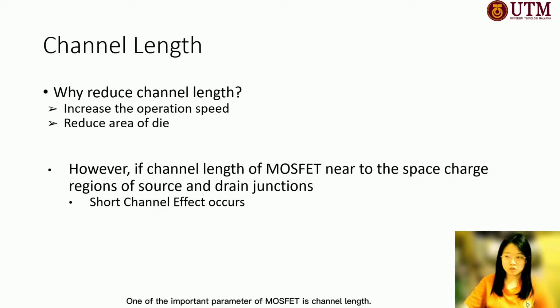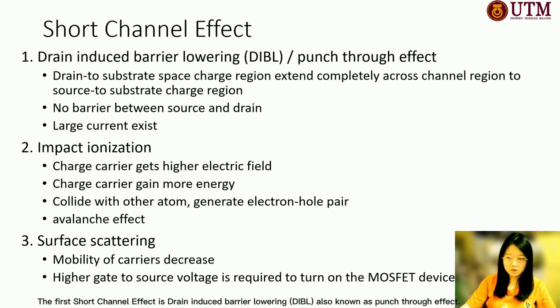One of the important parameters of MOSFET is channel length. The shorter channel length can increase the operation speed and reduce the area of the die. However, if the channel length of the MOSFET is near to the space charge regions of the source and drain junction, then short channel effect occurs. The first short channel effect is drain-induced barrier lowering, also known as punch-through effect.